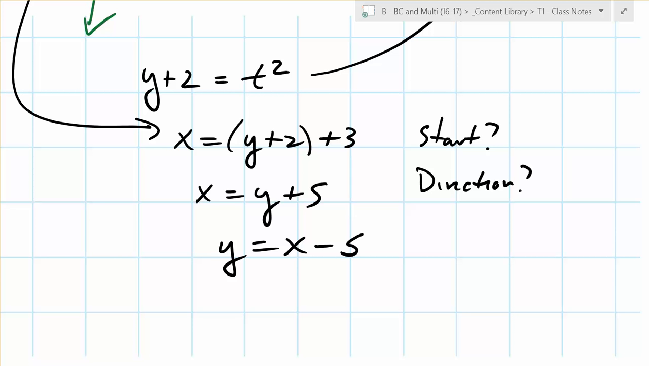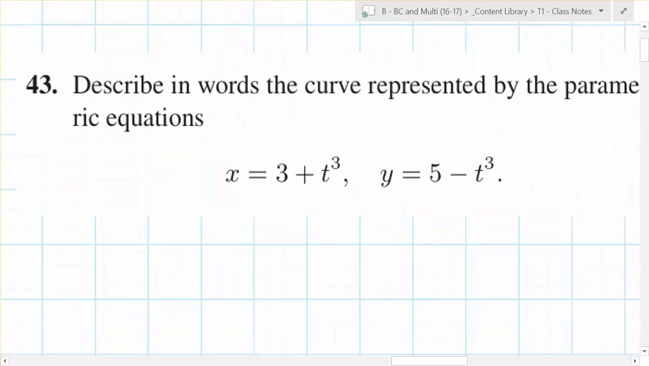When you are able to unparameterize and do this, turn it into a Cartesian, is it really helpful? Yes. Are you always able to do this? No, you're not. Sometimes it's really, really challenging to write it as a Cartesian. Absolutely. Okay, so then you had 43, I think.